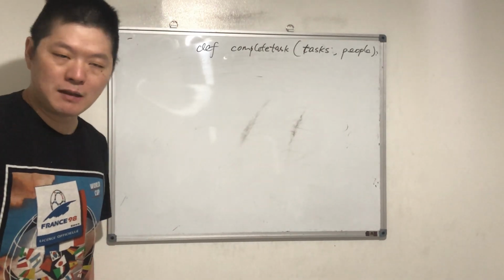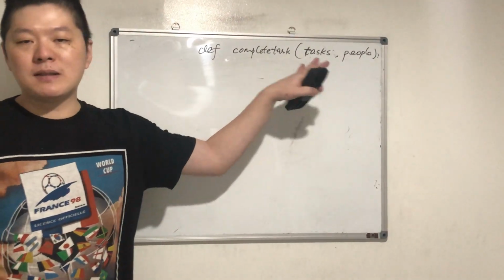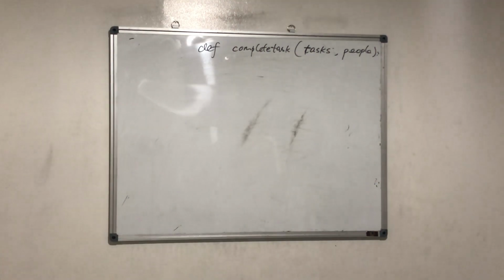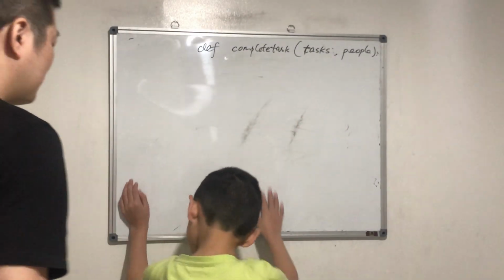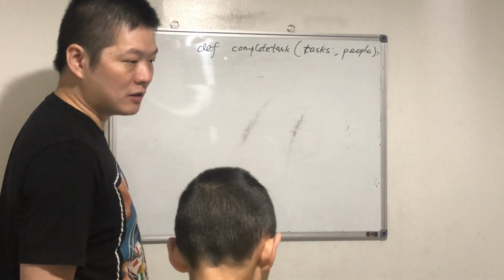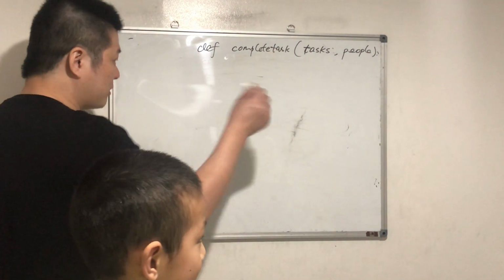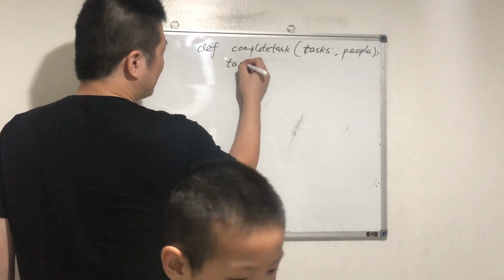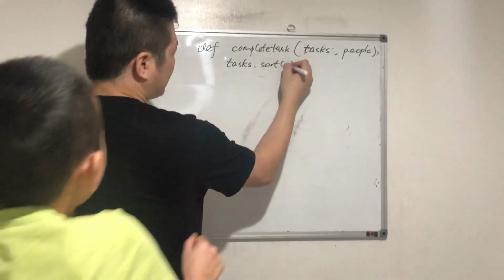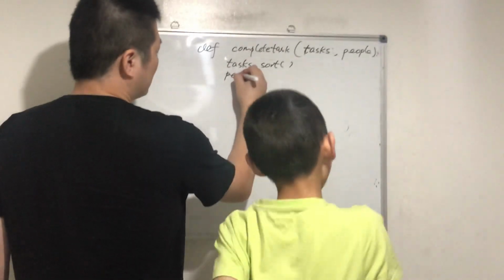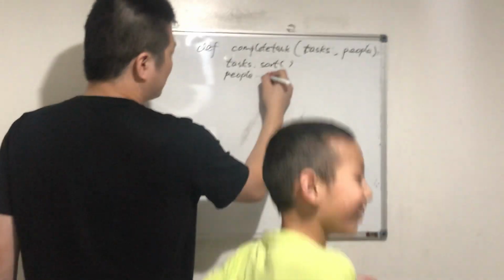Listen up. So the numbers are not in order. So what should we do? We should sort them. Good question, good answer. How do we sort it? Task dot sort. What's the time complexity of this one? Maybe n or maybe log n.